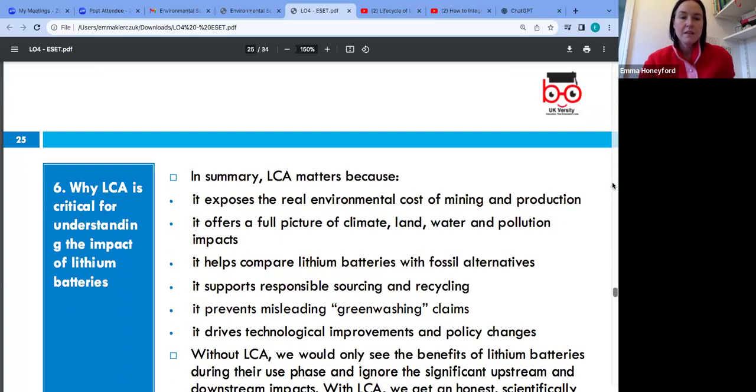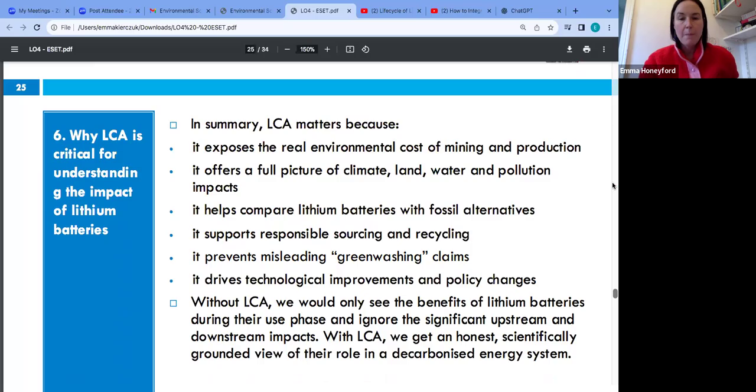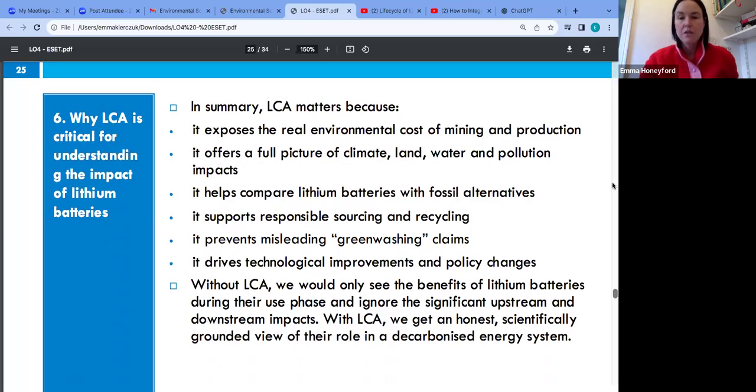So why is LCA critical for understanding the impact of lithium batteries? So to summarise, it exposes a real environmental cost of mining and production. It offers a full picture of climate, land, water and pollution impacts. It helps compare lithium batteries with fossil alternatives. It supports responsible sourcing and recycling, and it prevents misleading greenwashing claims. So it drives technological improvements and policy changes.